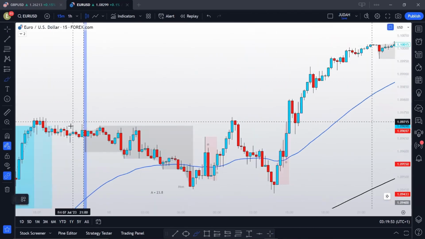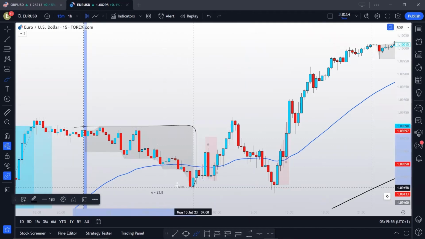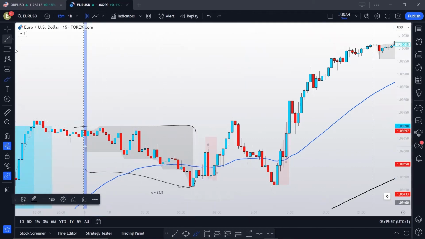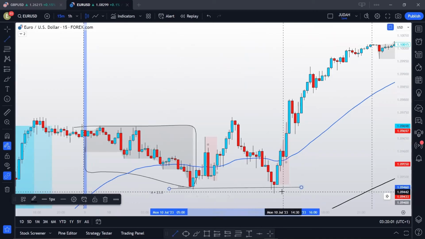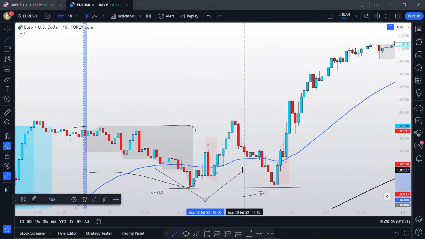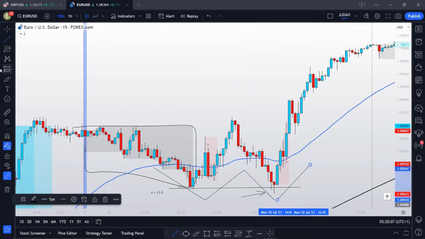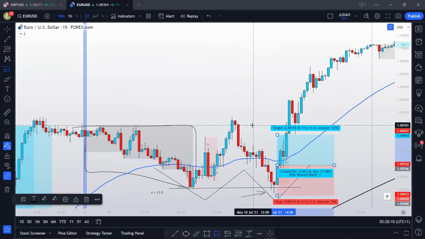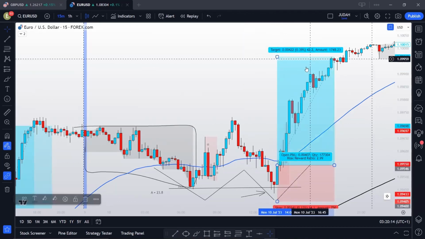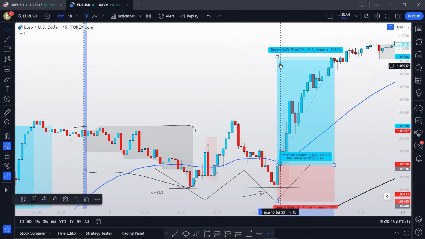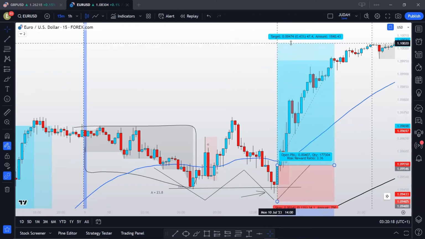We have our Asian session consolidation here. This one didn't really break out that much, but we have this stop hunt to the low here, and this looks like a very big W formation. So if you entered here, your stop loss would be below the lows like this, and then you can basically target 40 or 50 pips on this trade.